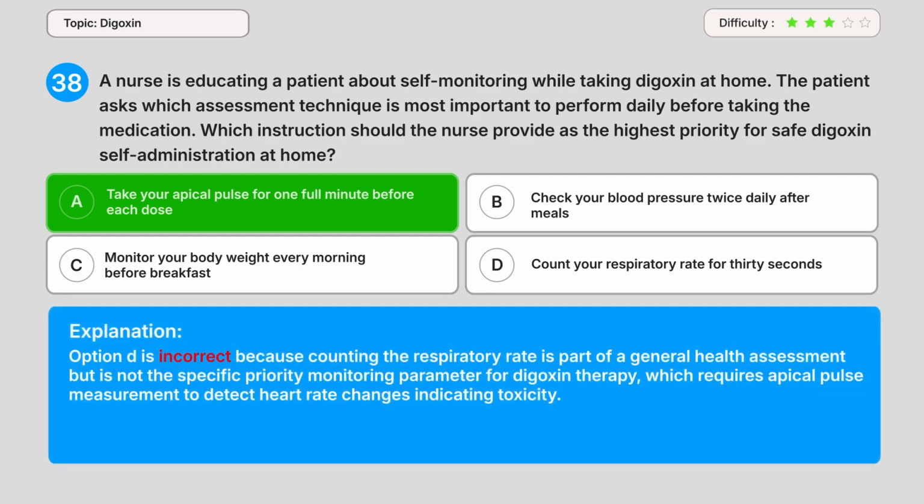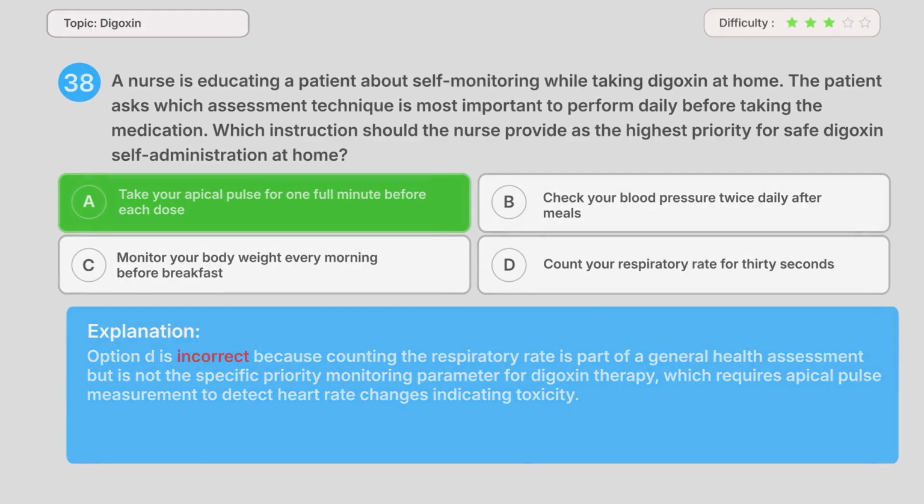Option D is incorrect because counting the respiratory rate is part of a general health assessment, but is not the specific priority monitoring parameter for digoxin therapy, which requires apical pulse measurement to detect heart rate changes indicating toxicity.